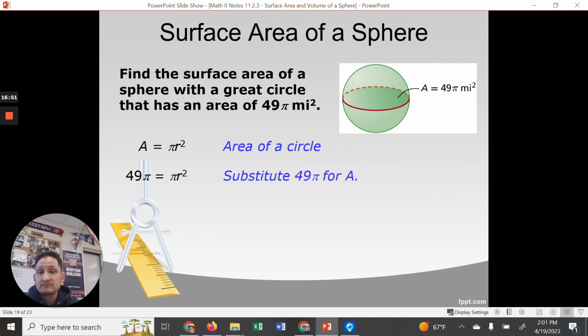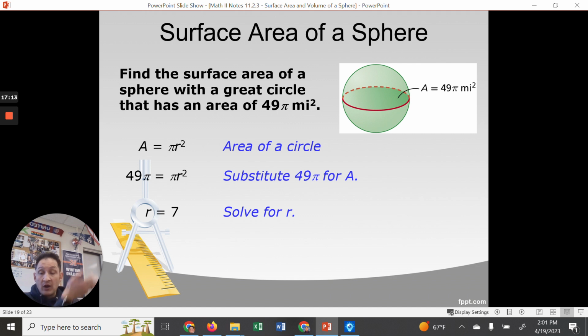Pi's cancel. Square root of 49. By the way, when you see 49, I've said this multiple times. 49 only exists for one purpose and one purpose only, to be 7 squared. You see 49, 7's probably going to be somewhere around there. It turns out to be the radius in this case. But come on! Only purpose.